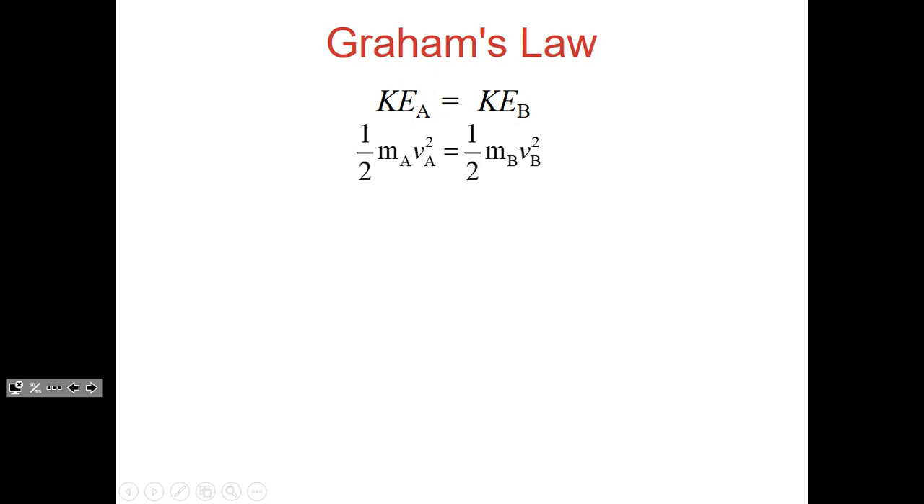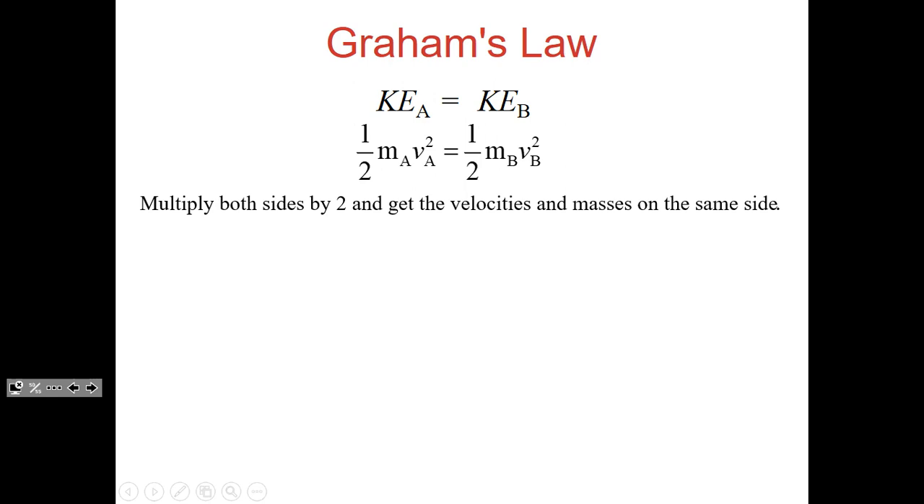Now, if you recall when we talked about the kinetic energy equation back in chapter 5, the kinetic energy of a particle is 1/2 its mass times its velocity squared. So the 1/2 mass of A times velocity of A squared is going to equal the 1/2 mass of B times velocity of B squared. So at the same temperature, their average kinetic energies are the same, so their 1/2 mv squareds are the same. Now, multiply both sides by 2, and the 1/2s disappear, and get the masses and velocities on the same side, and I end up with this equation.